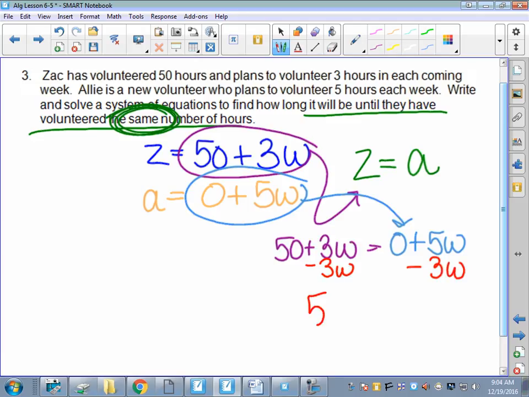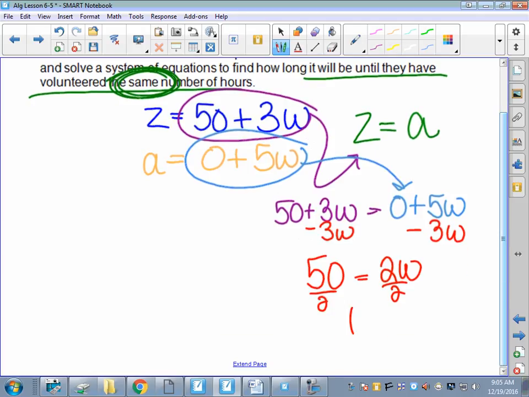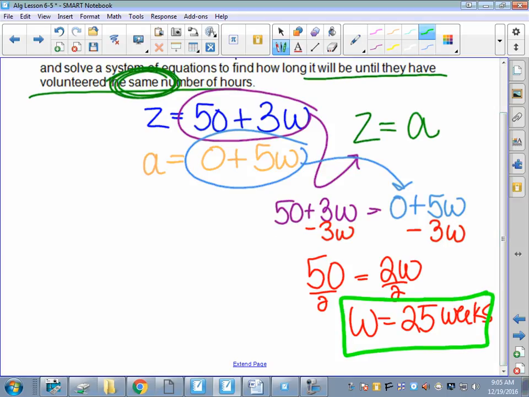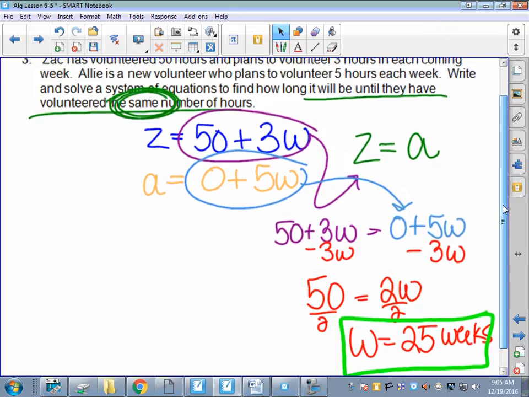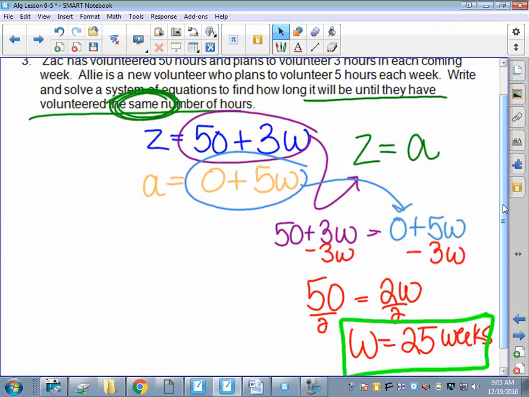So I have left 50 equals 2W. Everybody knows we're going to divide by 2, which means that W should be equal to 25 weeks. So in 25 weeks, Zach and Allie will have volunteered the same number of hours, because Allie's doing more hours every week. Zach's doing fewer, but he started off with 50, so she had to play some catch up. So in 25 weeks, they would be equal.